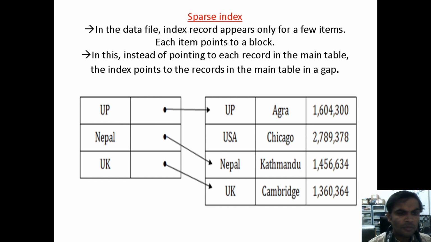Each and every time it is pointing to a block. In this, instead of pointing to each record in the main table, the index points to the records of the main table, so a gap exists between the index table and the main table. The gap means maybe one of the columns is missing. The index table has fewer columns, while more columns exist in the main table.